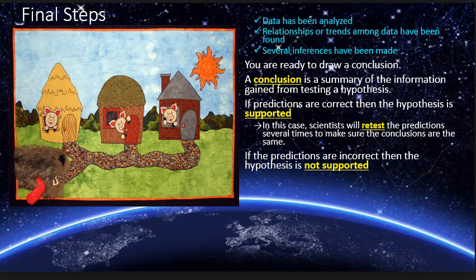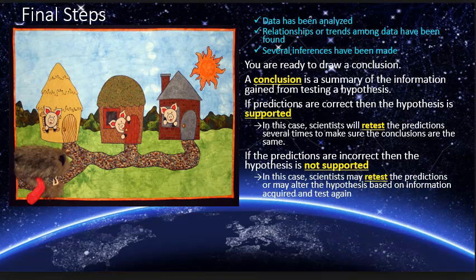If the predictions are incorrect, then we say the hypothesis is not supported. Again, it's important to distinguish. We're not saying the hypothesis is wrong. The prediction is wrong, but the hypothesis is just not supported by what we did. So what would scientists do? Well, again, they're going to retest, but most likely they're going to alter the hypothesis just a bit and test again. And they'll do this numerous times.